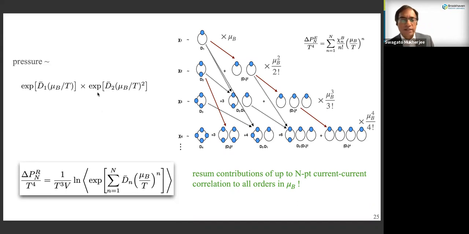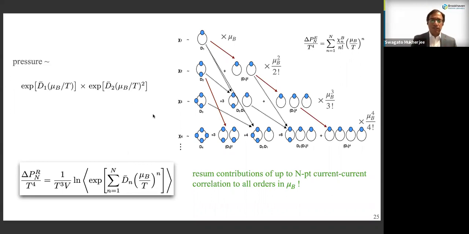So if you keep doing it, then you can realize this, and you can actually write the deviation of pressure from the zero mu value, that's this delta pressure, as a log, an exponential version of the sum of these current correlation functions. But obviously, what we need to calculate on the lattice is, I don't have access to all orders of the correlation function. I only have access to what I can calculate with any finite computing power. I have to truncate the sum, but this time the sum is truncated not in powers of mu, but in the order of the correlation function.